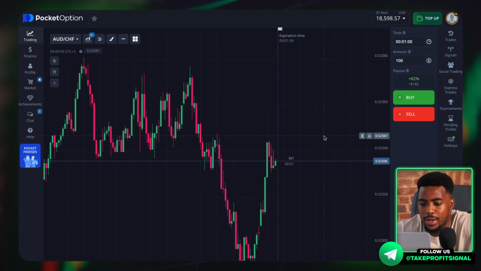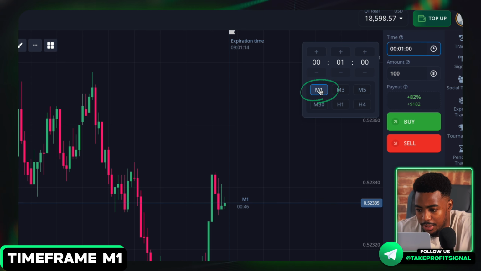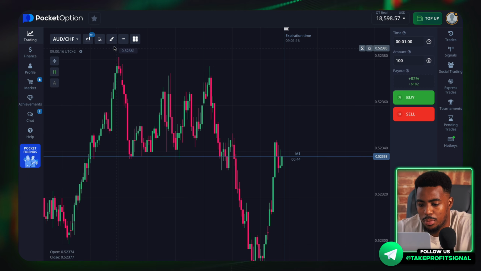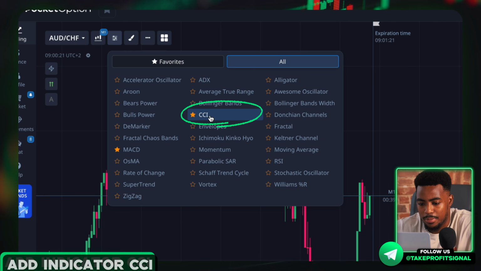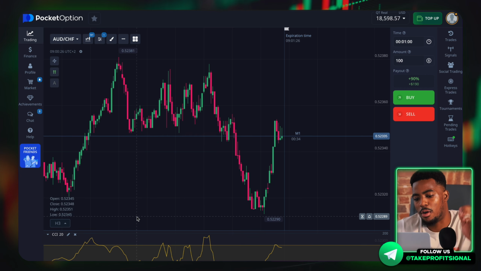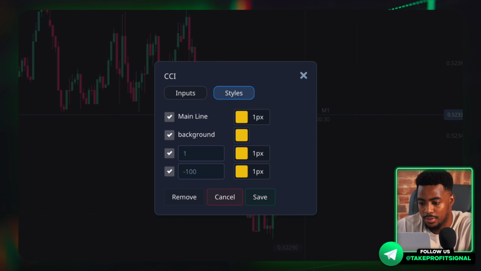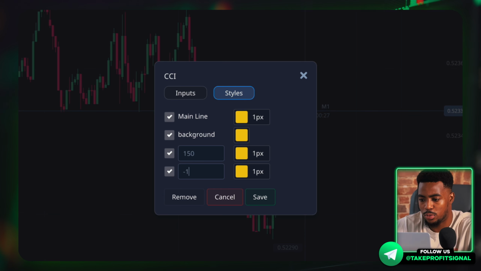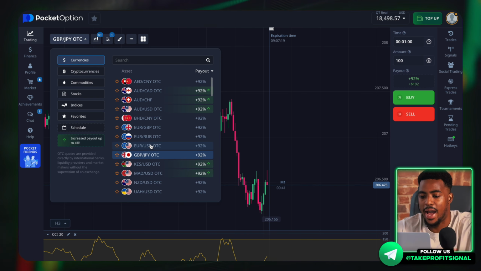To make 10 trades in 10 minutes, we will be trading on the M1 time frame today, which is probably the most common time frame. I know one strategy that fits this time frame perfectly. First of all, we add the CCI indicator and change some of its settings. For example, here I set it to 150 and here minus 150. Then you click save. So friends, we have added the indicator.